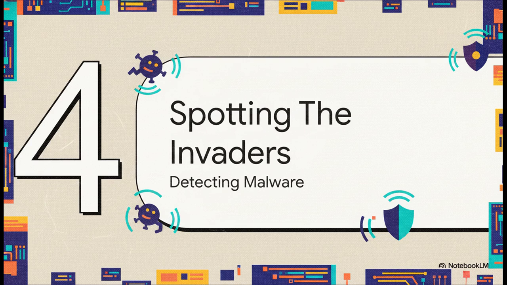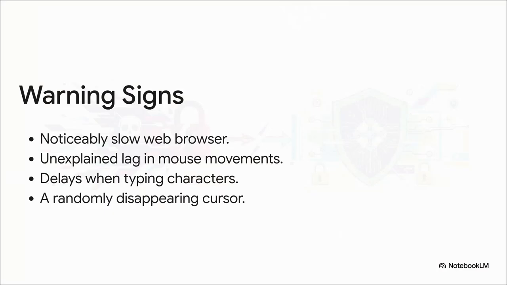Moving to Section 4, spotting the stealthy invaders. If these things are so fast and so quiet, how can we possibly catch them before the damage is done? Well, sometimes your computer actually tries to tell you something's wrong. There are physical warning signs, especially with the keylogger.